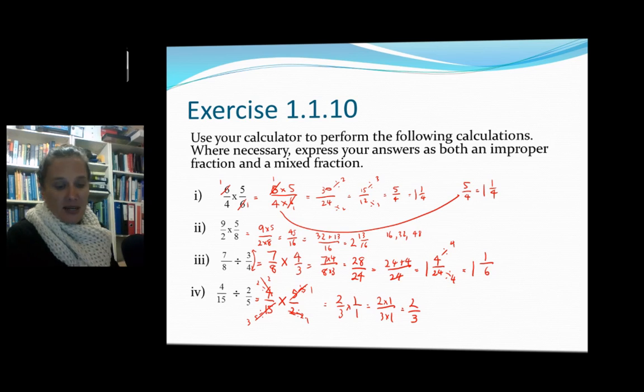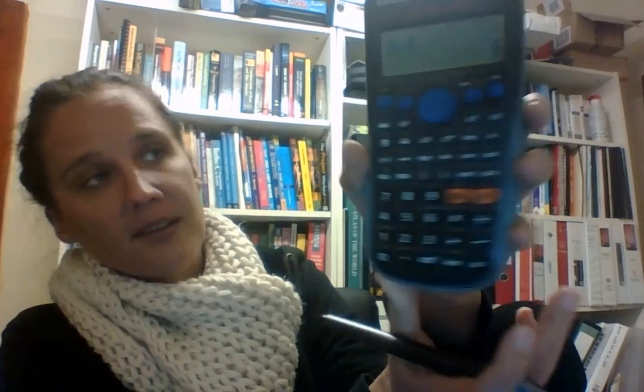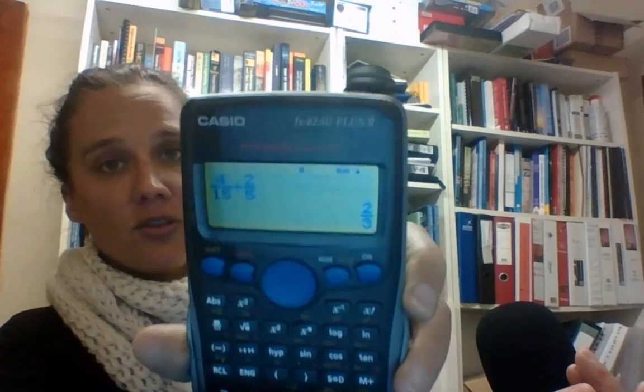And entering this into our calculator, here we have 4 over 15 divided by 2 over 5, and that gives us 2/3.